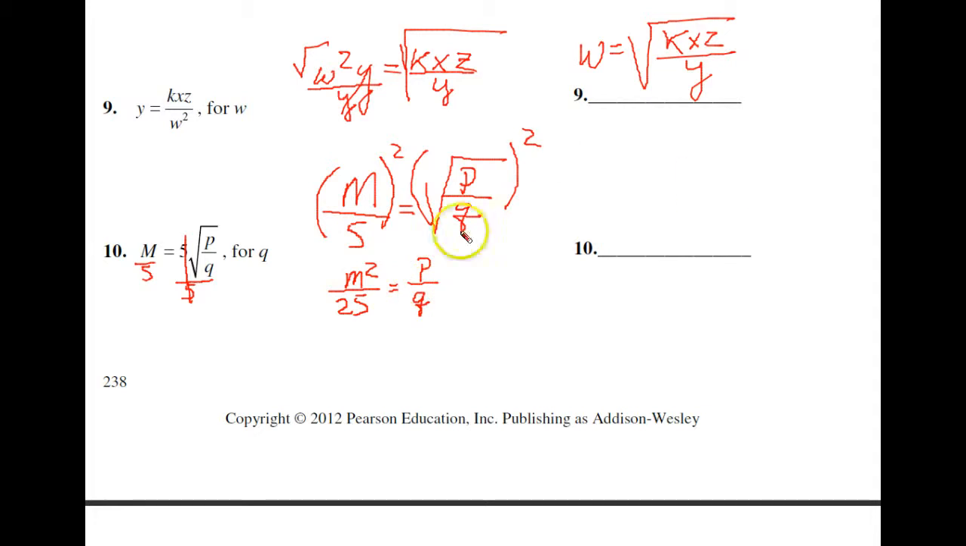Now, one of the things we did earlier, we said when we have a fraction like this, we can cross multiply. So we get m squared q equals 25p, just by cross multiplying. And we want to solve for q, so we're going to divide both sides by m squared. So we get here q equals 25p divided by m squared. Now I could have done that one a little faster, but I wanted to show you the steps.